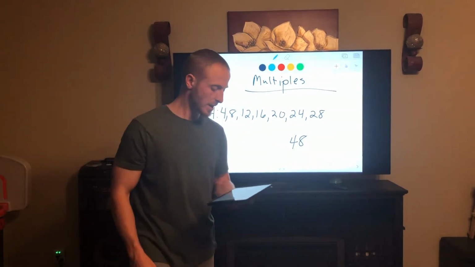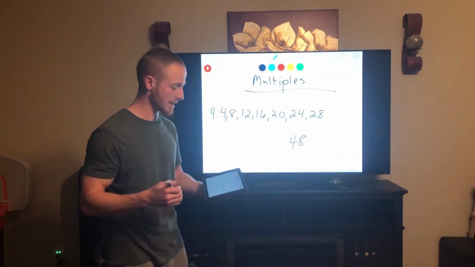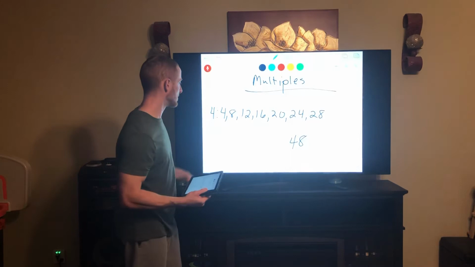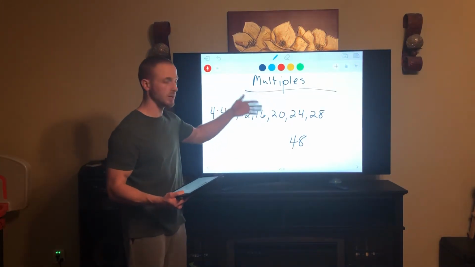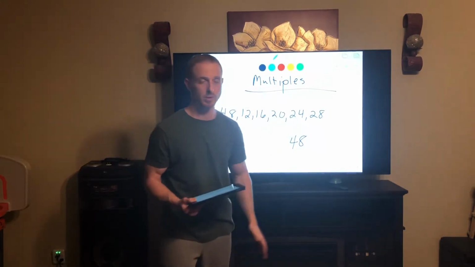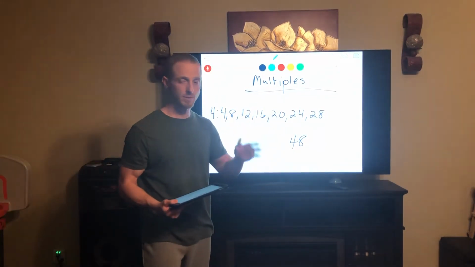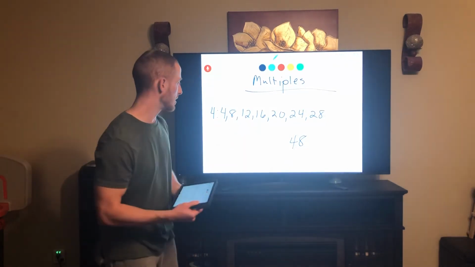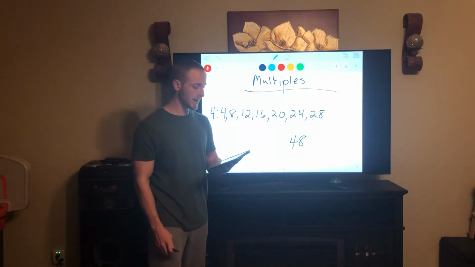All right? And we also talked about, it's basically just counting by that number. If I want to know the multiples of 4, I'm counting by 4. 4, 8, 12, 16, 20, 24, 28, and so on. If I wanted to know the multiples of 5, I simply count by 5. 5, 10, 15, 20, 25, 30. All right? So hopefully that refreshes your memory on factors and multiples.